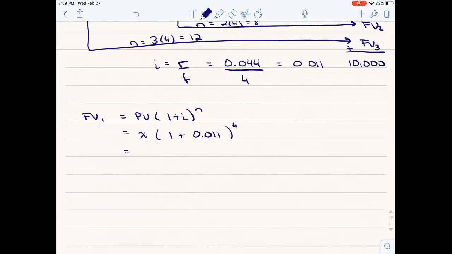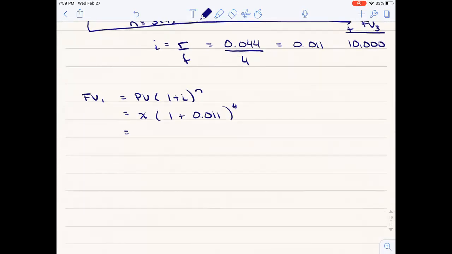Okay. So I get 1.011 to the power of 4 times x. I get 1.044731339x. I'll store this in 1. I'm going to need to use that value later on, so I'm going to jot down that I stored it in 1. Moving on.